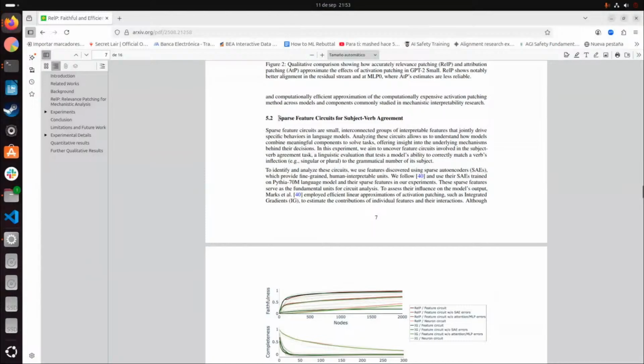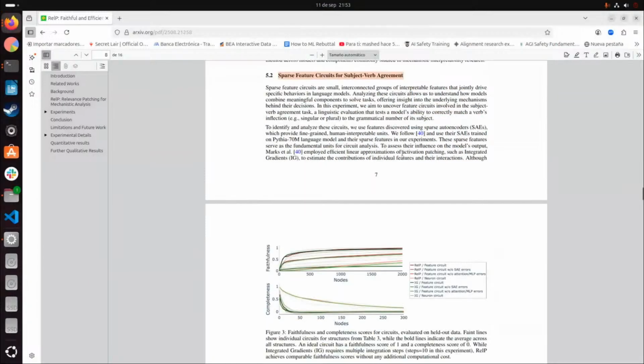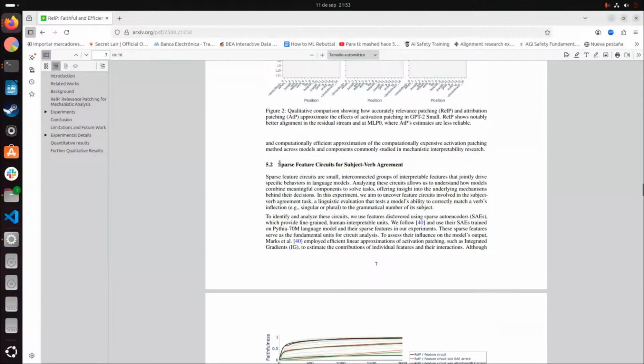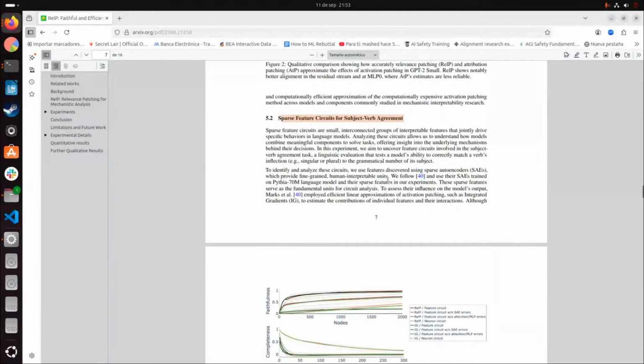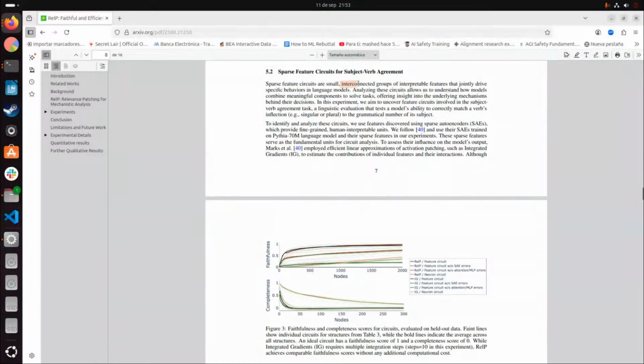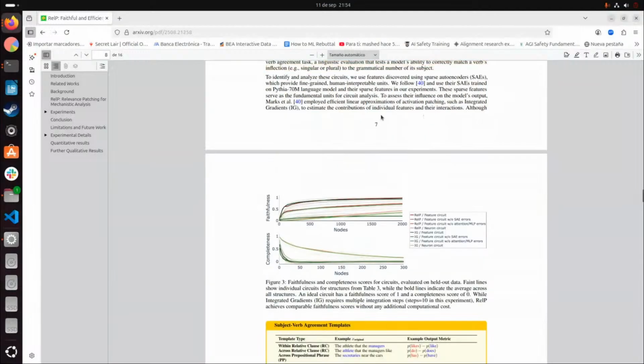But yeah, I guess I was really saying it because I thought about it, but I guess this next part of the paper is about this. Okay, sparse feature circuits for selected paper. Yeah, they talk about what sparse circuits are. To identify and analyze the circuits, we use feature discovery using sparse autoencoders. Yeah, this is the thing I was saying, that you did this with sparse autoencoders.